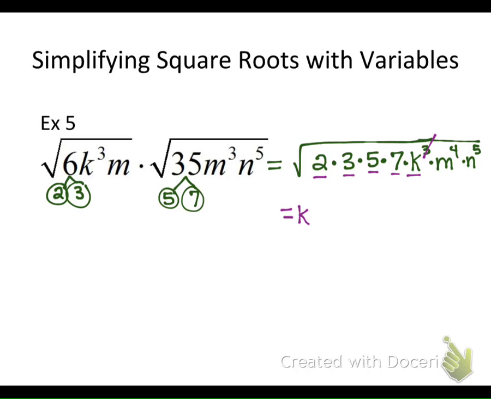Then we're going to go to m. Odd or even? Even. Because it's even, it's going to completely cancel with my square root. What's half of 4? 2. So m to the second.